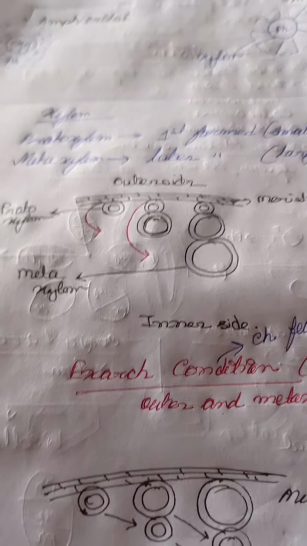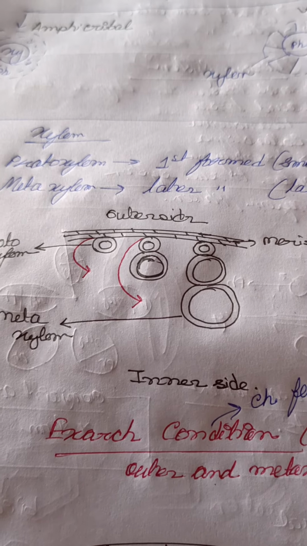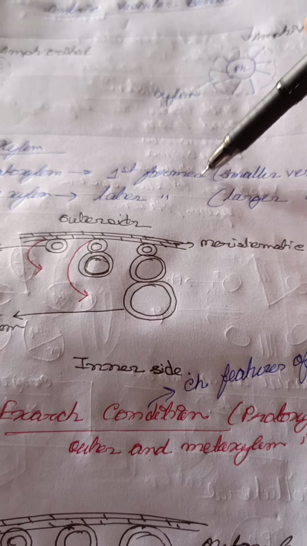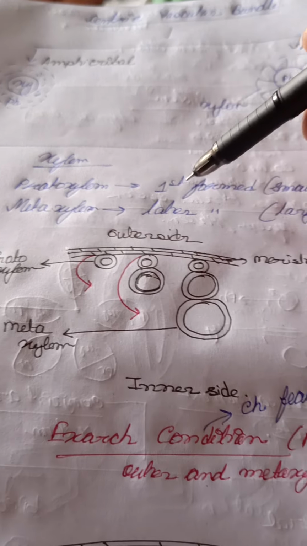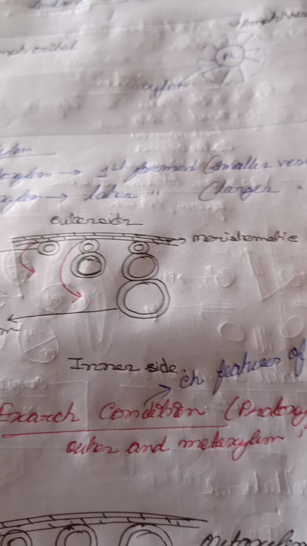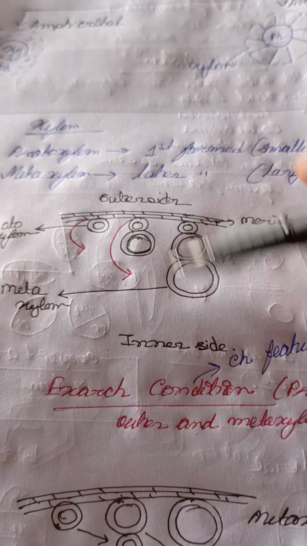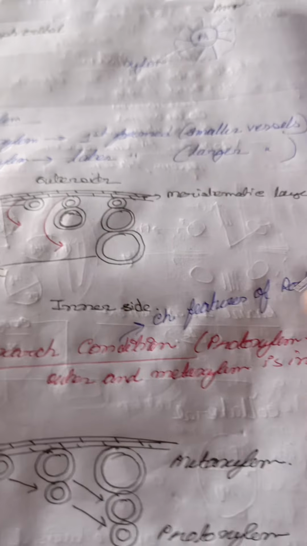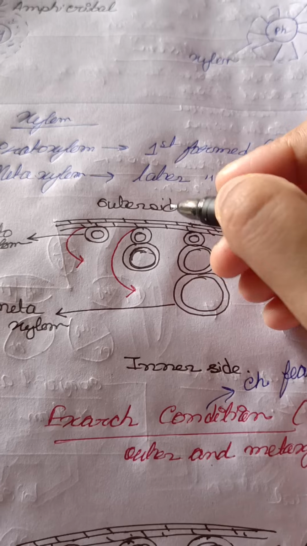Now this is more important, exarch and endarch. Exarch and endarch conditions mean arrangement. We know protoxylem means the first formed xylem where smaller vessels are present. Metaxylem is the later formed xylem where the xylem vessels are larger. So what will be the arrangement for the exarch condition? The exarch condition we mostly see in roots. Okay, so you see this is the outer side.